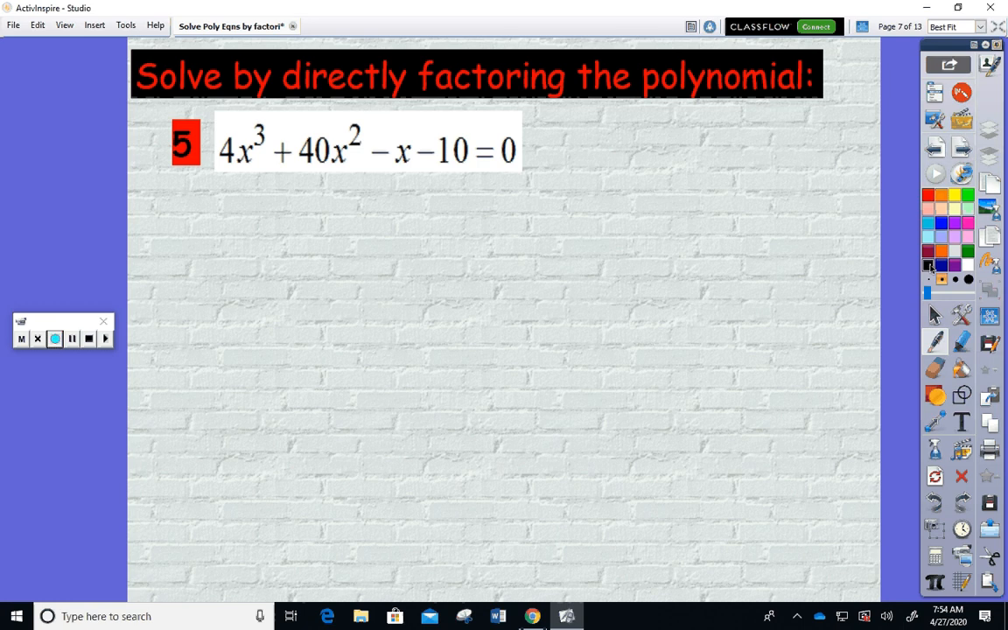So I group the first pair. I see that 4x squared is a GCF. So I'm going to make it x plus 10.